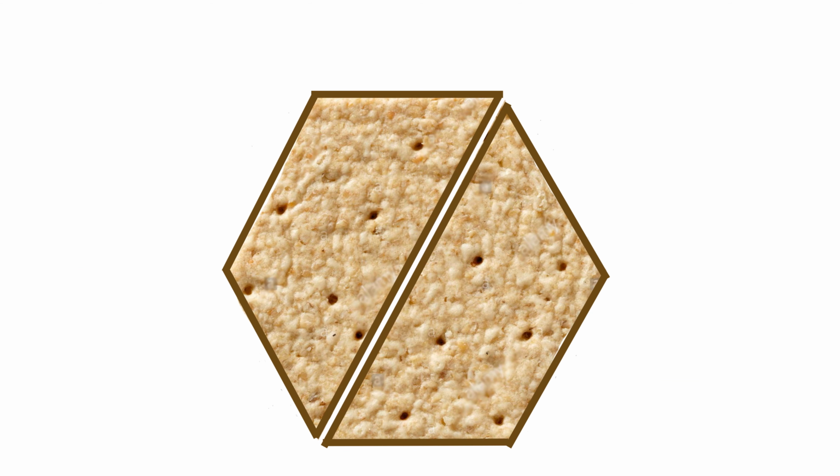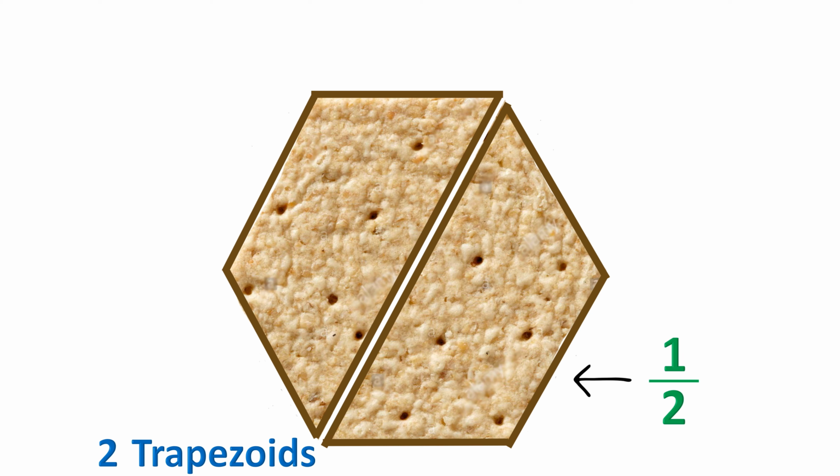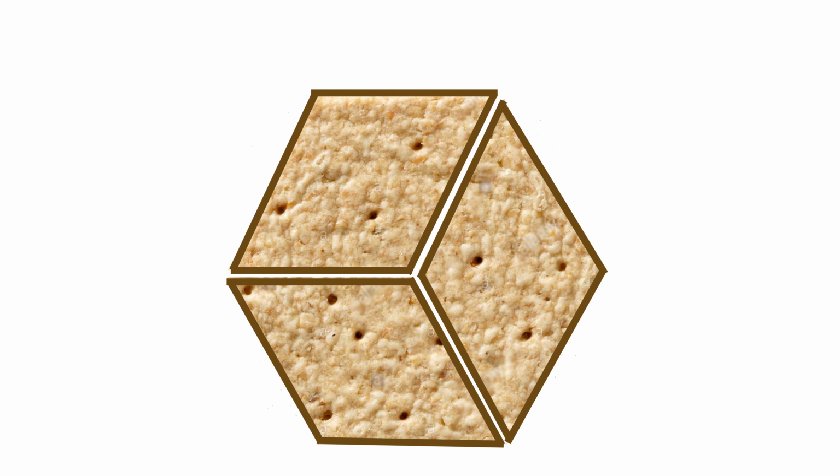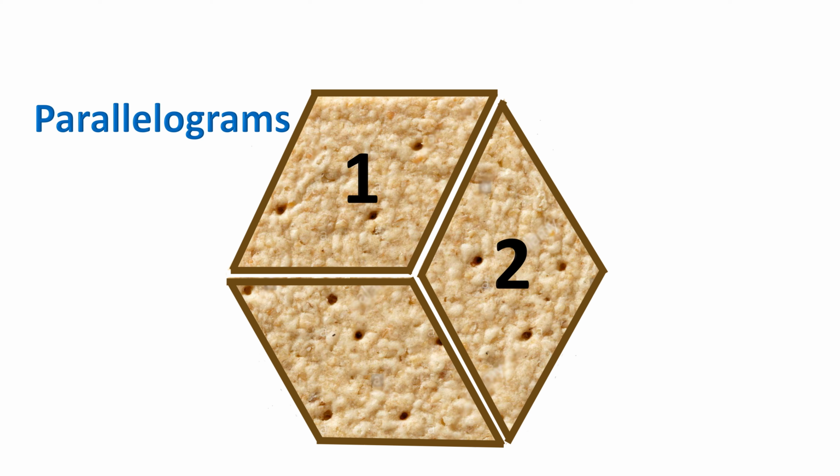If we divide diagonally into two equal pieces, again, we will get trapezoids. 1, 2. 2 trapezoids. Each piece is 1/2. If we divide into three equal pieces, what shapes shall we get? Parallelograms. 1, 2, 3. 3 parallelograms. Each piece is 1/3.